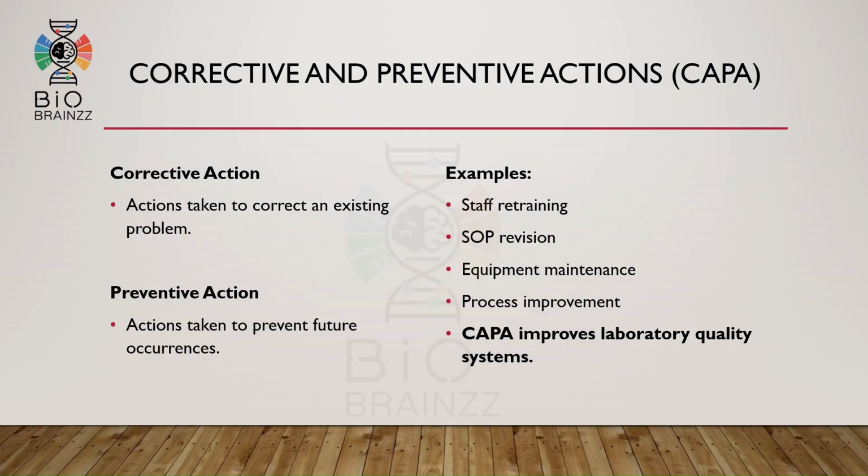CAPA stands for Corrective and Preventive Actions. Corrective action refers to actions taken to solve an existing problem. Preventive action refers to actions taken to prevent future occurrence. Examples include staff retraining, SOP revision, equipment maintenance, and process improvement. CAPA systems help improve laboratory quality management.